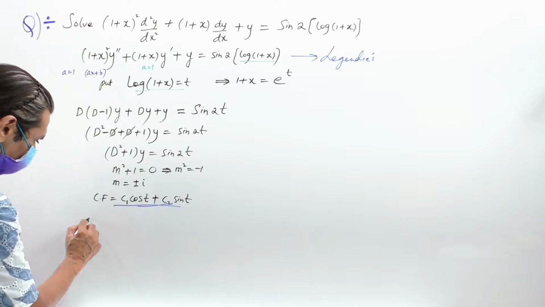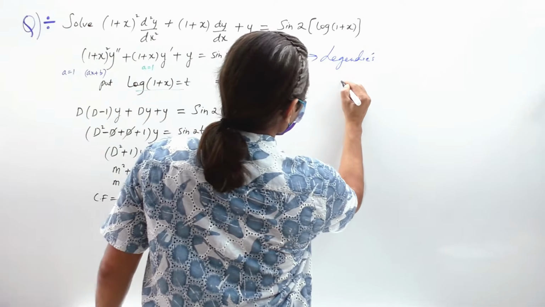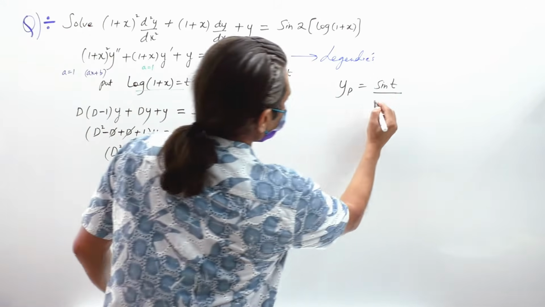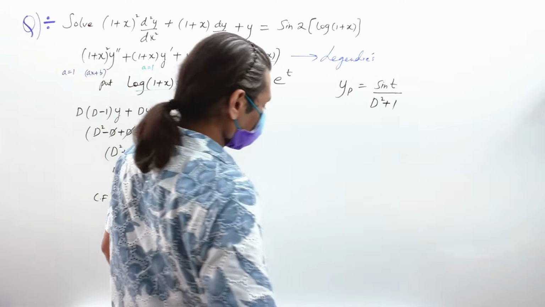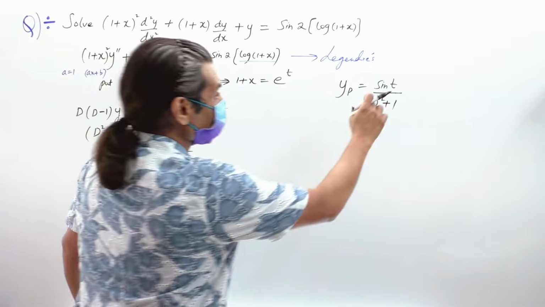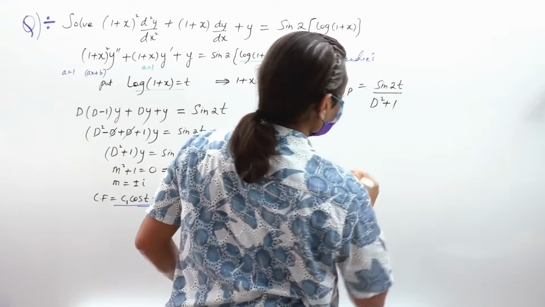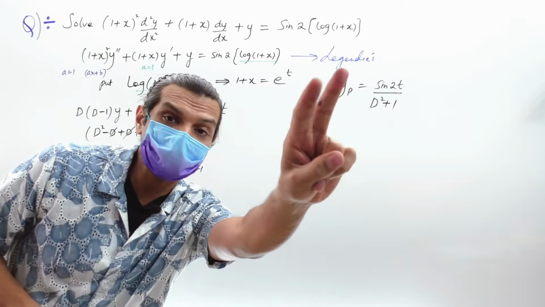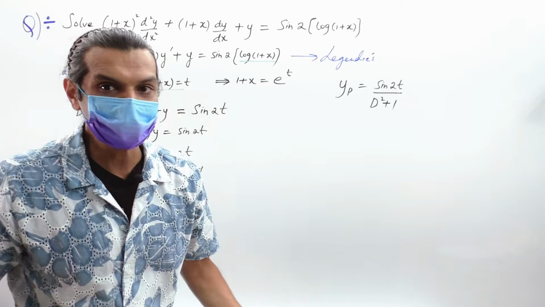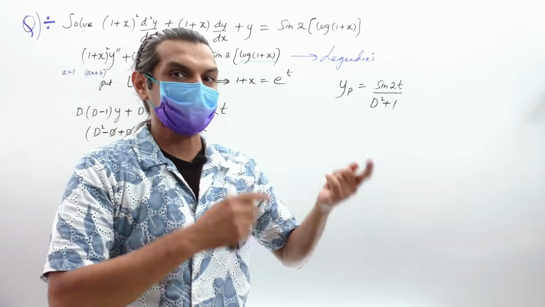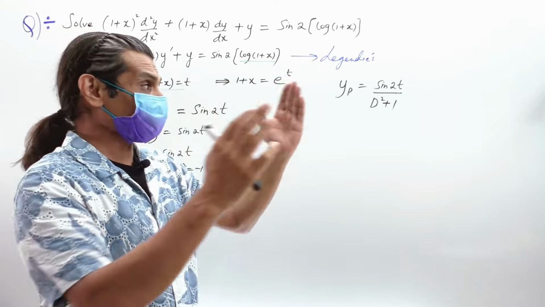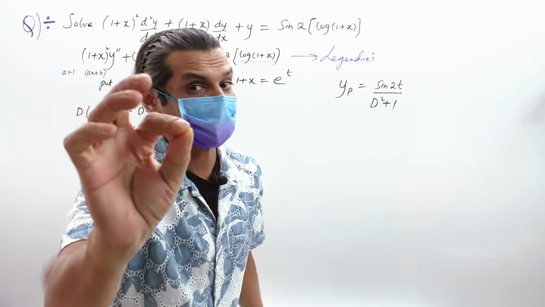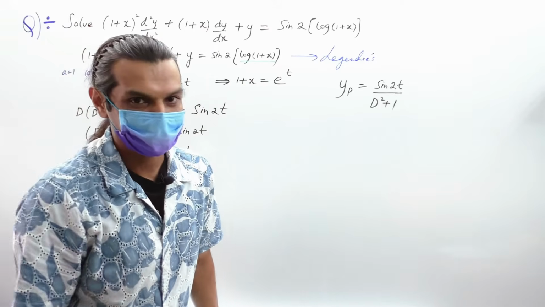Now, what is yp? So I will write here yp is equal to sin 2t divided by D squared plus 1. Now, the numerator is sin or cos upon f of D, which is type number 2. And what do we do in type number 2? Please go back to the previous video if you get confused. Always when the numerator is sin or cos upon f of D, in the denominator replace only D squared by minus a squared. Don't touch the D's, only D squared.